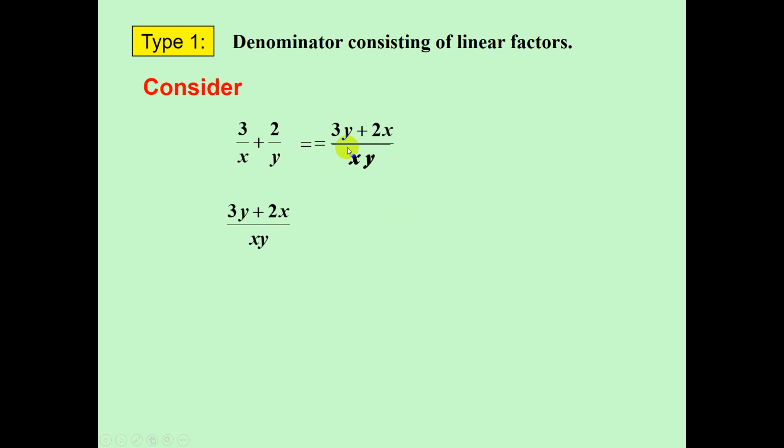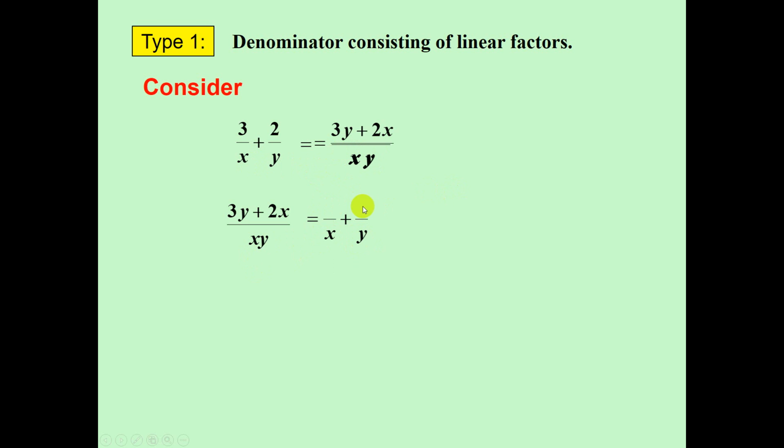Now, what if we want to reverse the process? What if we take the answer 3y plus 2x all over xy and we want to break that up and get back to the question? You will notice in the first instance we found a common denominator. Going backwards, we can split the common denominator into x and y.